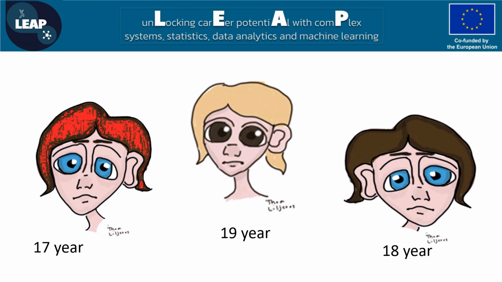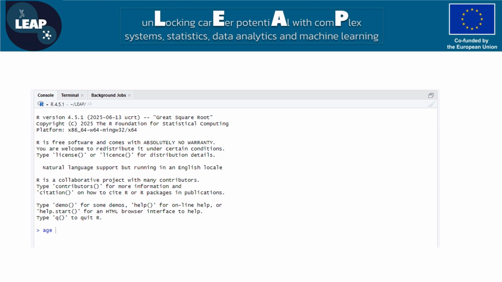Here we have the population. There are just three persons. One is 17 years old, one is 19 years old, and one is 18 years old. As a first step, we need to generate a list of numbers that R can use for calculating the mean age. This list of numbers is called a vector.